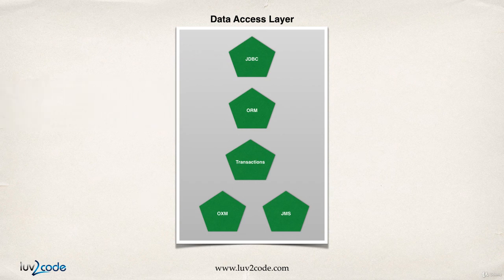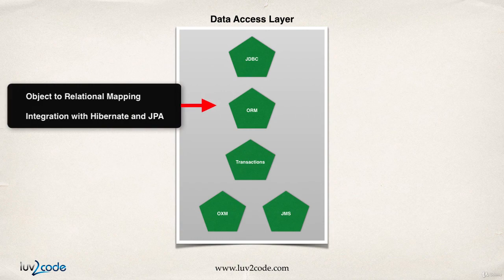The next bullet there is ORM, for object-to-relational mapping. This is probably the most popular section of this module here. Basically, it allows you to hook into Hibernate or hook into JPA. So a lot of support and a lot of synergy between Spring and Hibernate.